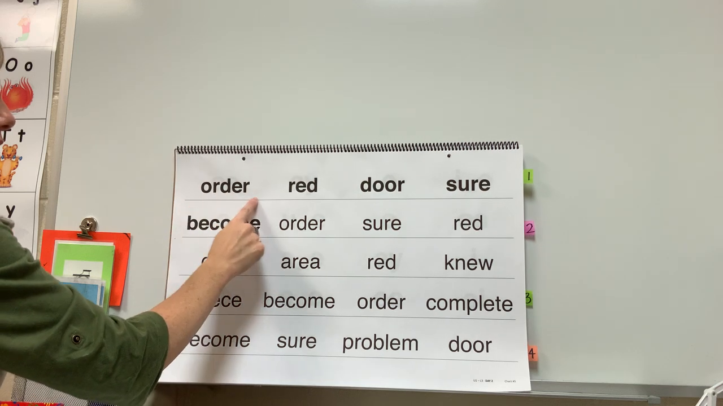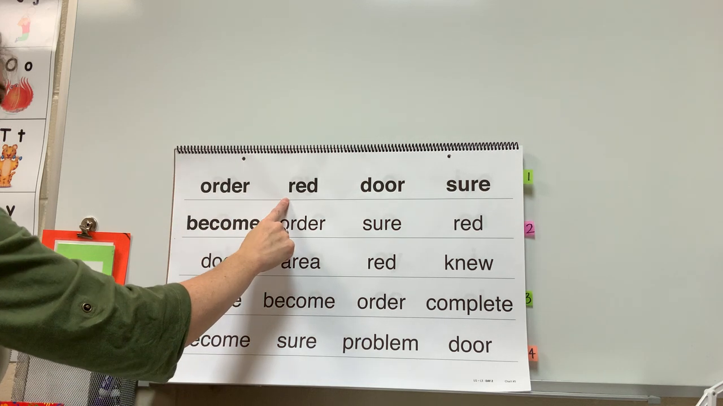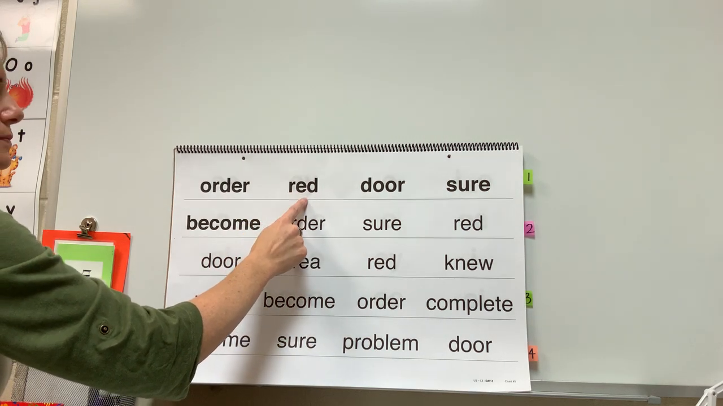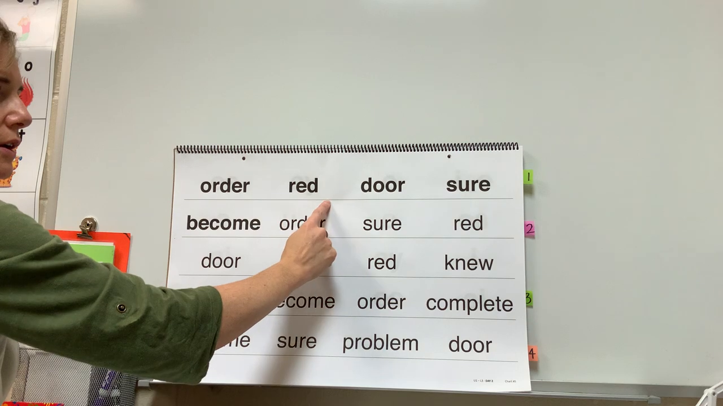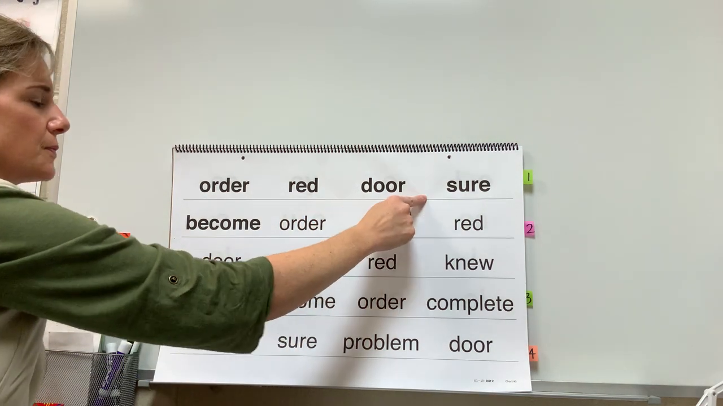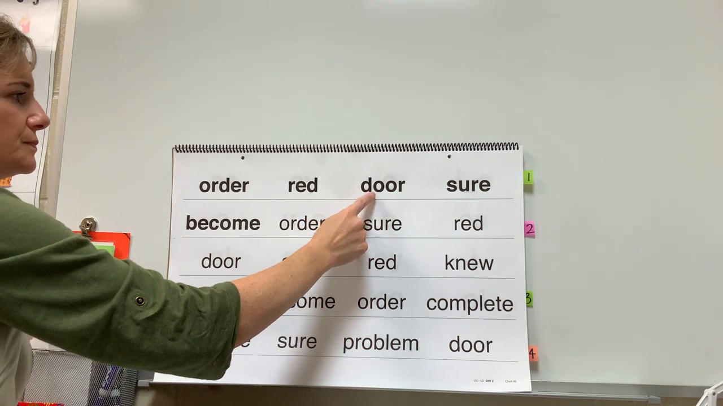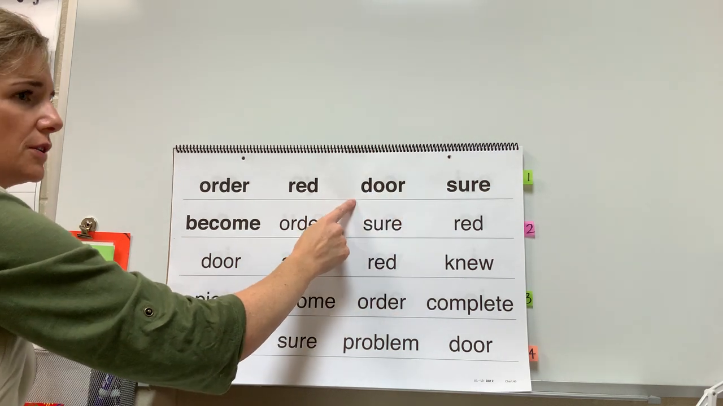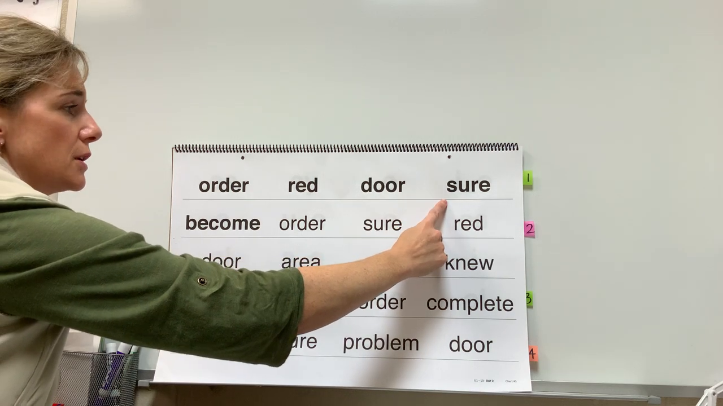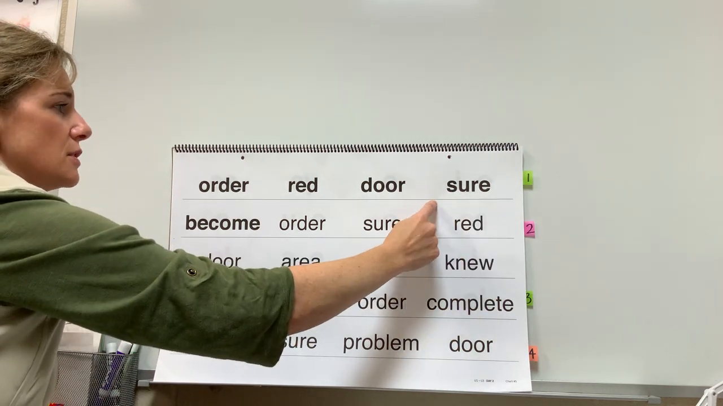O-R-D-E-R. Word? Yes, order. This word is red. What word? Spell red. What word? Yes, red. This word is door. What word? Spell door. Word? Yes, door. This word is sure. What word? Spell sure.